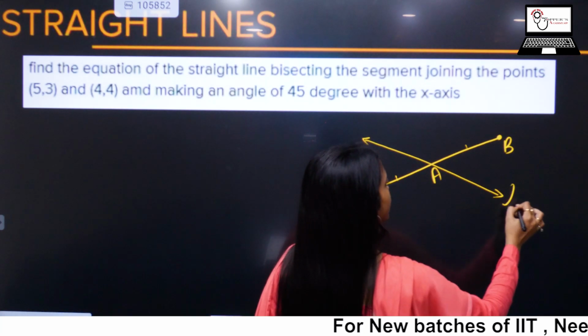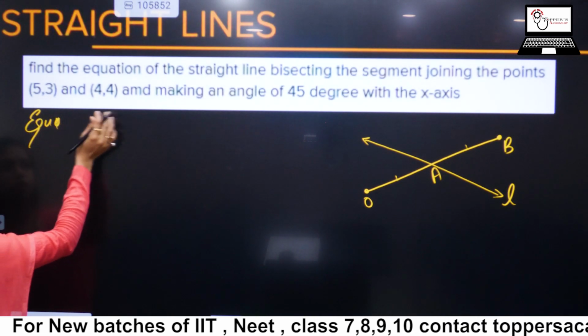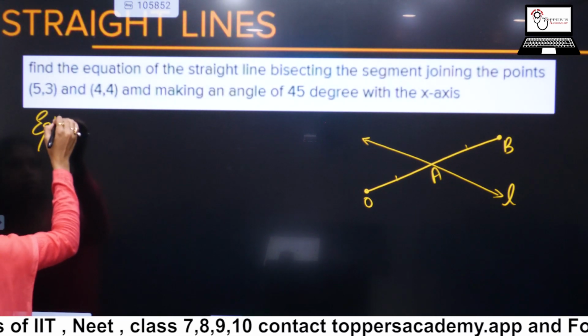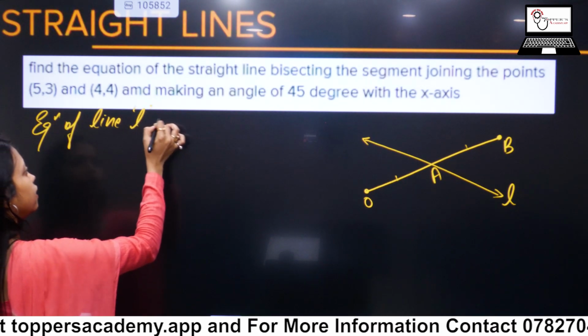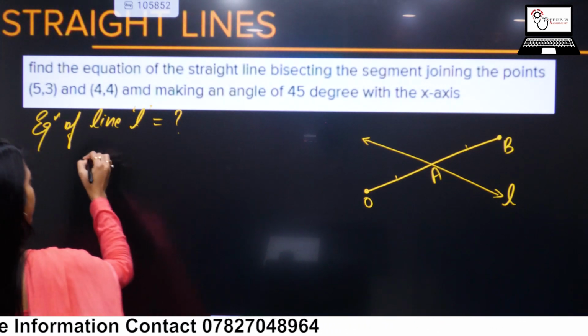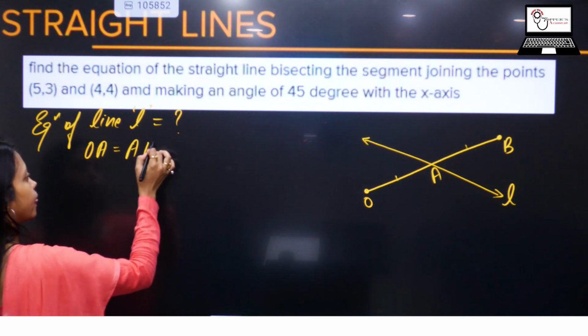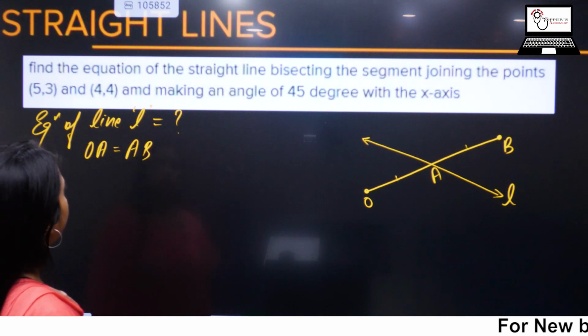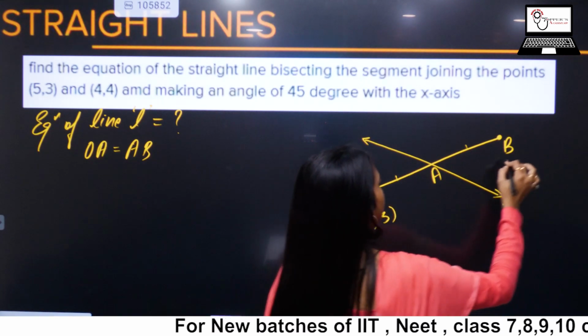I want to find the equation of L. Line L needs to be calculated. And one more thing, OA is equal to AB. Joining the points, we have points as well: (5, 3) and (4, 4).